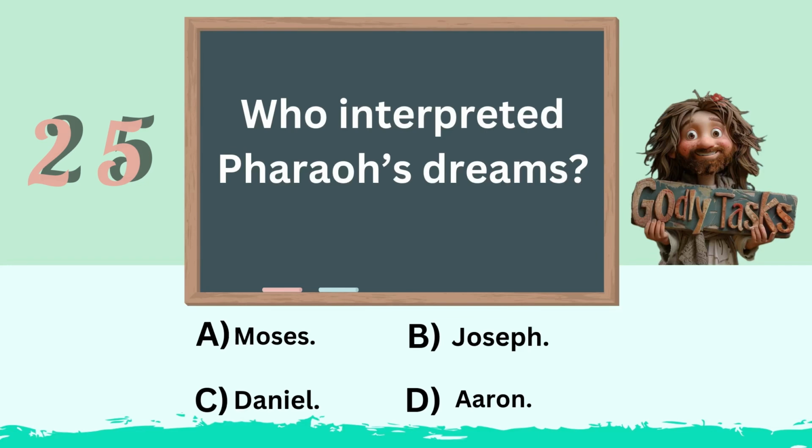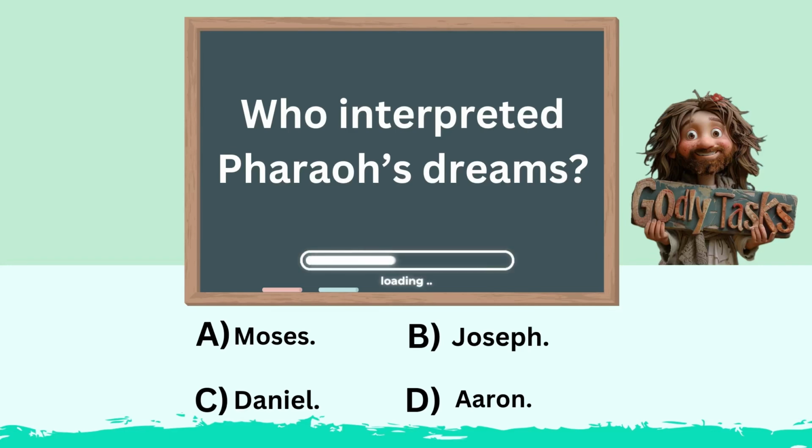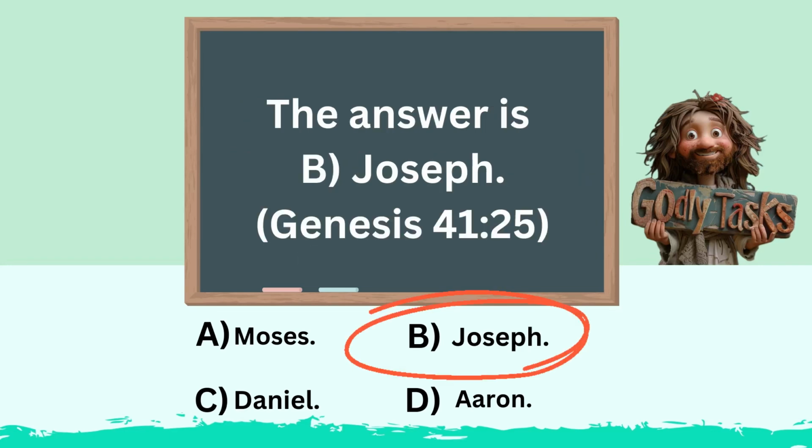Question 25. Who interpreted Pharaoh's dreams? A. Moses. B. Joseph. C. Daniel. D. Aaron. The answer is B. Joseph, Genesis 41:25.